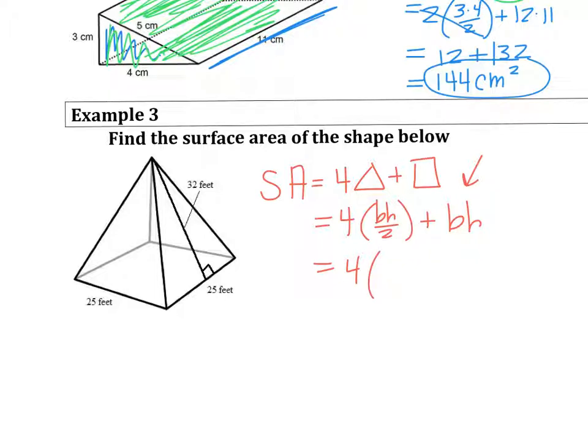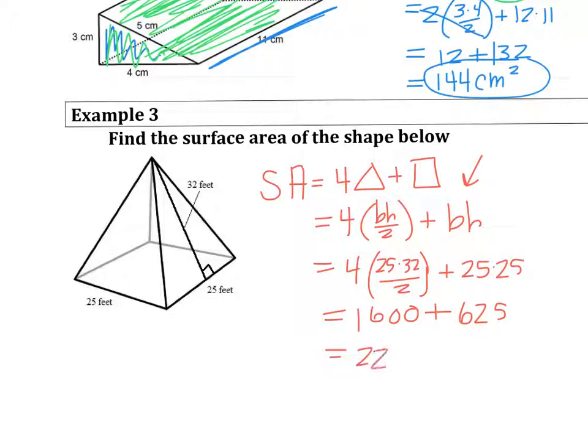The base and height of your triangle are 25 by 32. And then the base height of the square, hence the name square, should be the same, 25 times 25. So now we do a little arithmetic. 25 times 32 is 800, divided by 2, and then times 4, 1,600, plus 25 times 25, 625, and then together 2,225 feet squared.